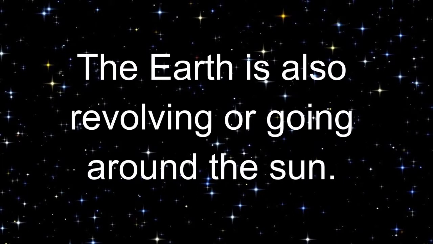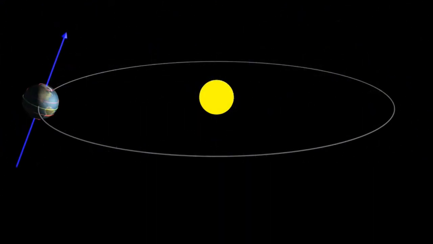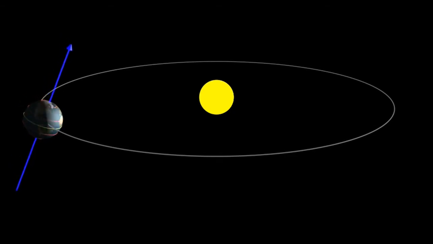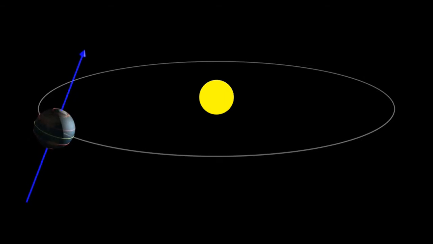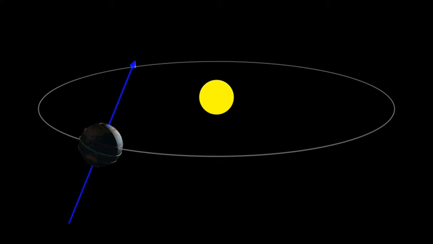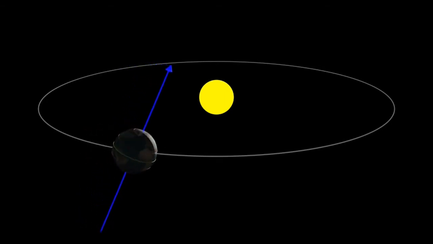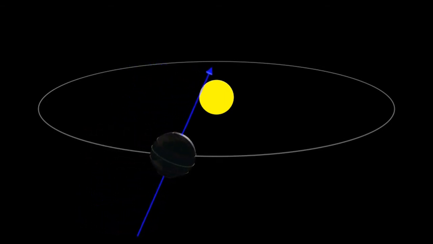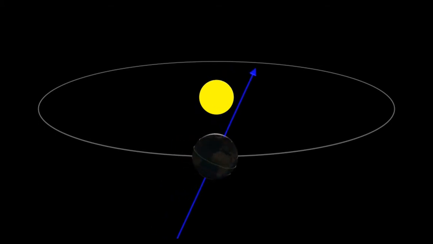Misconception alert. The Earth does not experience seasons because it travels closer to the sun. The Earth is also revolving or going around the sun. Like I said earlier, the Earth is very busy. As it's rotating on its axis, it's also revolving around the sun. The Earth revolves around the sun every year. That means it takes the Earth 364.25 days to make a complete trip around the sun.